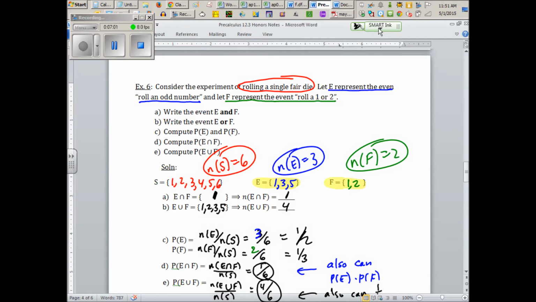Can you just use 1/2 plus 1/3? Does that work? Isn't that 5/6? Aren't you supposed to subtract the intersection? Okay, so you also could have used P of E plus P of F minus the intersection probability. That would work too, but I'm not sure it's faster.